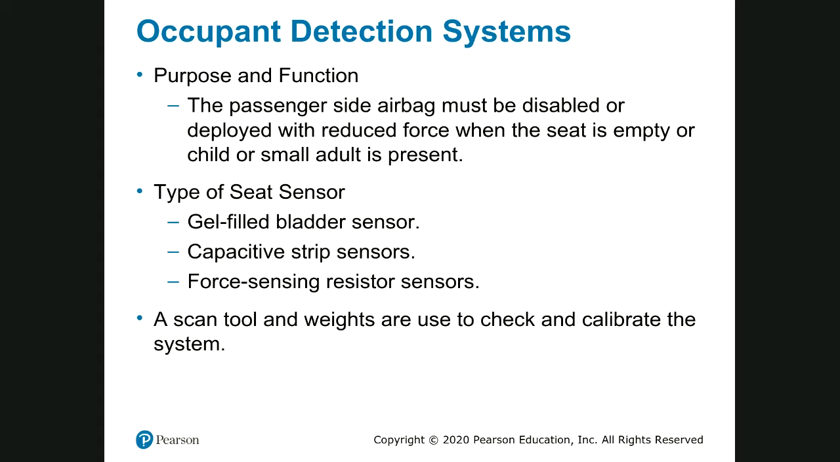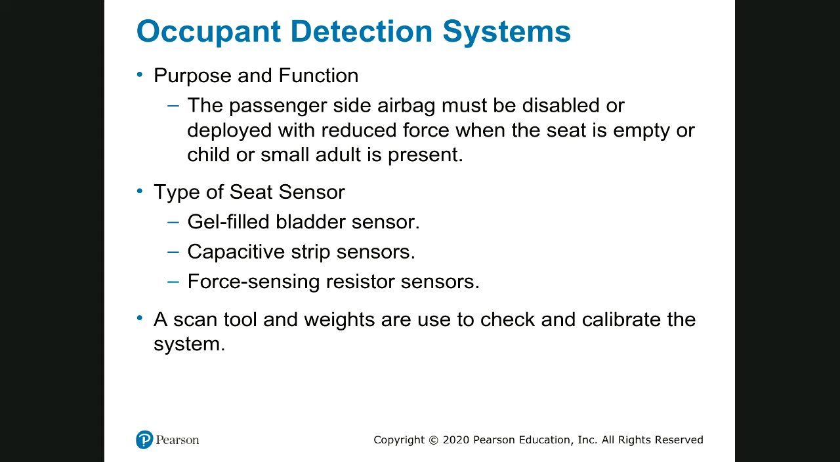Occupant detection systems. The passenger side airbag must be disabled or deployed with reduced force in a seat that is empty or has a child or a small adult present. People are different sizes. Just look to your left and right. Well, maybe not now. You might be at home. So you have to be aware of that. Different size people can take different forces when the airbag's deploying, so we want to make sure it deploys with the right force for what's there.